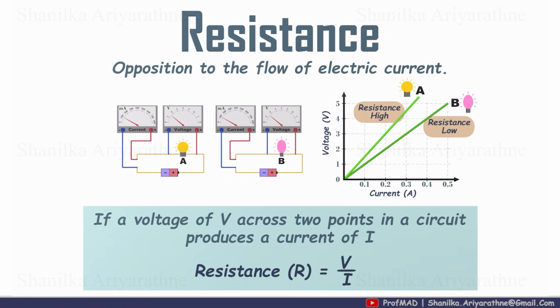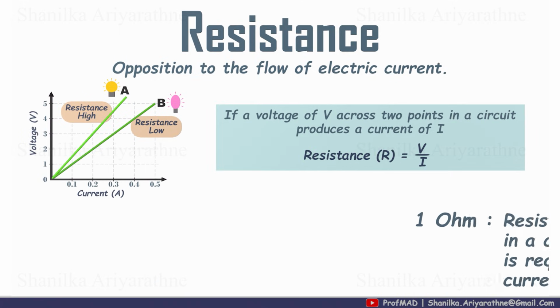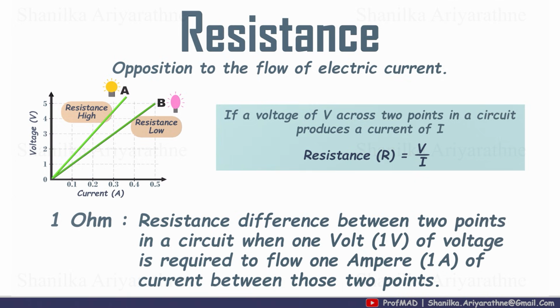This idea of electrical resistance was first introduced by Georg Simon Ohm, and to honor his work, we measure resistance in units called ohms, symbolized by the Greek letter omega. 1 ohm is defined as the resistance between 2 points in a circuit when a voltage of 1 volt causes a current of 1 ampere to flow between them.